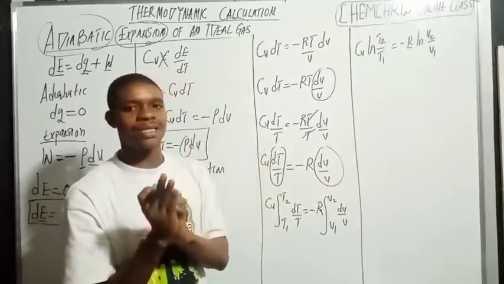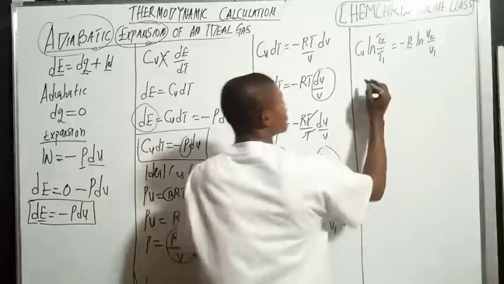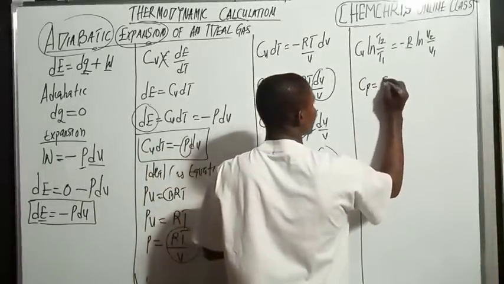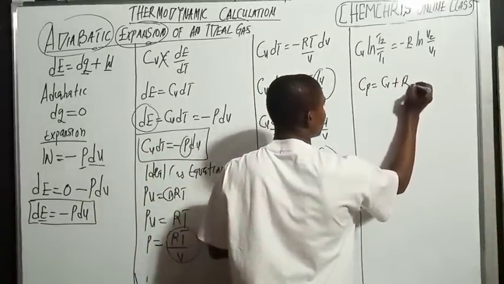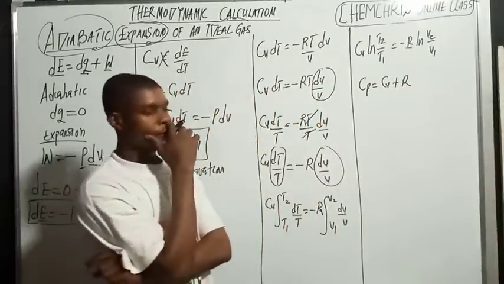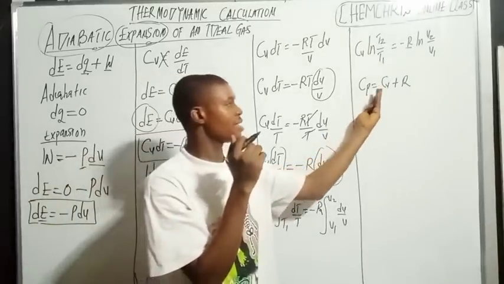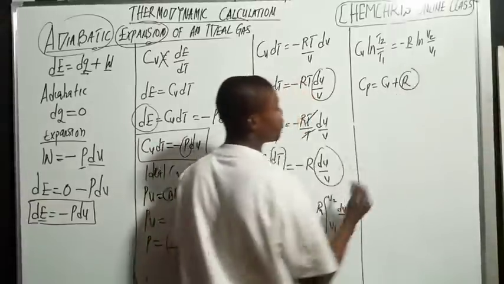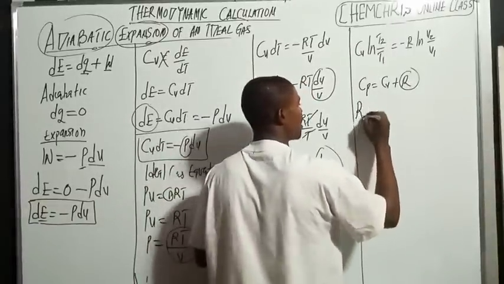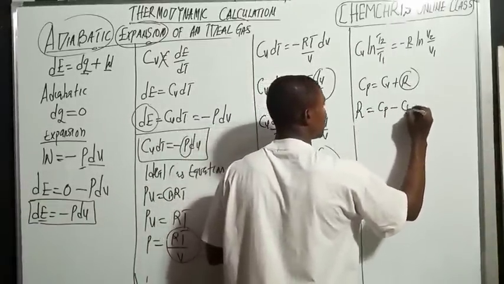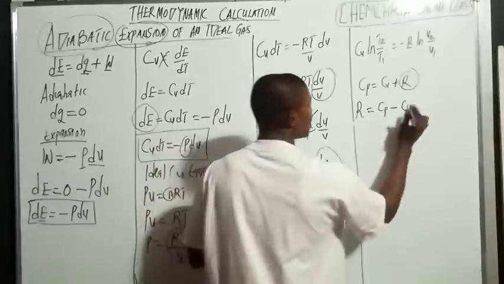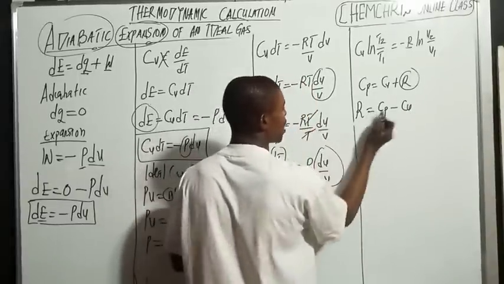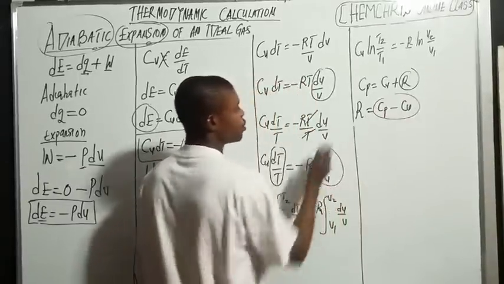So now the relation between CP and CV: CP equals CV plus R. Can you see that? Now, because I want to make R the subject of the formula, I have R equals CP minus CV, right? So in the sense that anywhere I see R, I will replace it with this other one. This is what I want to do.